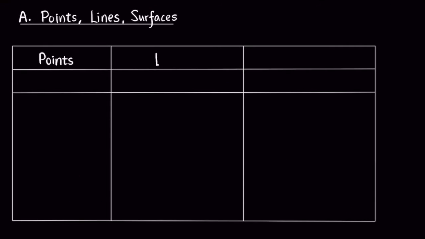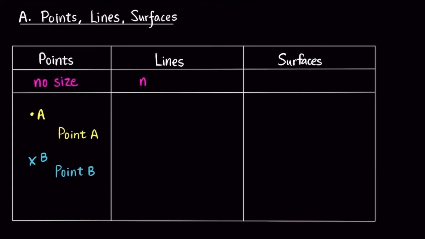Firstly, let's define points, lines, and surfaces. A point has no size. We can denote it using a dot or a cross, namely point A and point B. A line has no width. It can either be straight or curved.